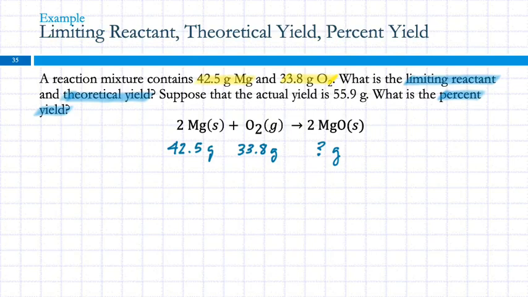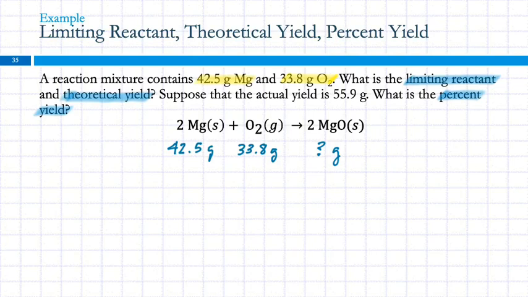And how do we get the theoretical yield from that? Well, what I'm going to do is take the mass of this reactant, grams to moles to grams of magnesium oxide. And I'm going to take the mass of the other reactant, grams to moles to grams of magnesium oxide. Just like in that previous slide, you take each reactant to grams of product, and then just pick the smaller one. Okay?